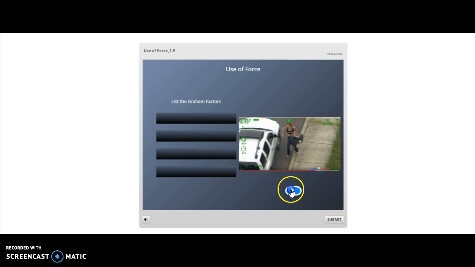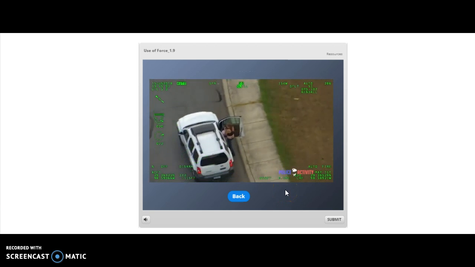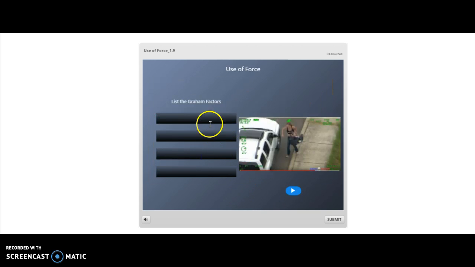They come down here and they click the video. And then they can go back and list the Graham factors. So these slides act as a pre-test to see where they stand knowledge-wise with the Graham factors. So say they don't know and they just put running away.